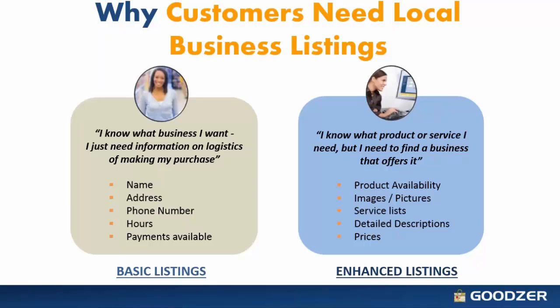So let's contrast that to what we'll call enhanced listings. This is a much deeper set of information that includes things like what products you sell, what categories of products you operate in. To me, that's somewhat the bridge between basic and enhanced, but then gets into specific things like product availability, images and pictures of the products and services you offer, specific service lists with names of services, subcategory of services, detailed descriptions, and when it makes sense, and for some categories it does and some categories it doesn't, prices.